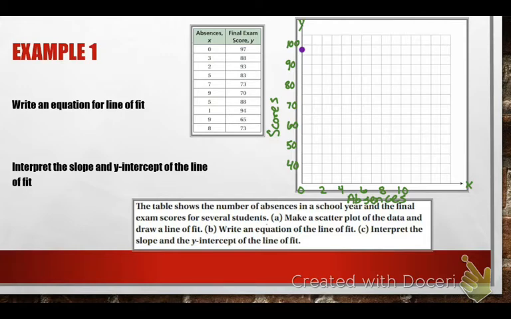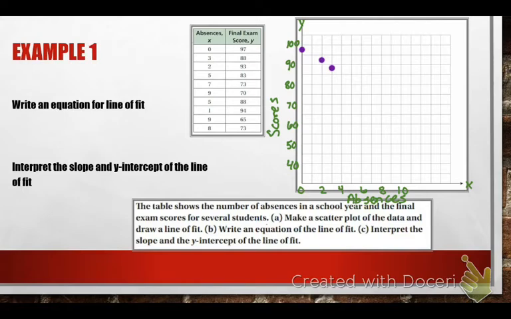All right, now let's do the next one. Over 3, up 88. The next student had 3 absences and scored an 88. These are just facts, well, facts according to the story. So, student number 2. There's the statistic. Student number 3 had 2 absences and scored a 93. So these are real scores.